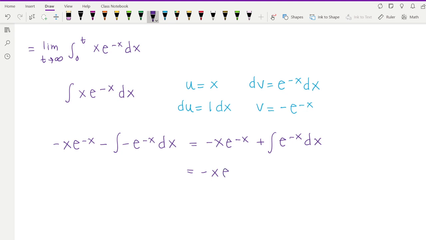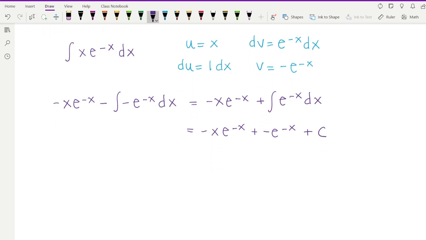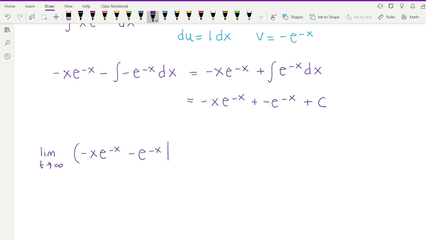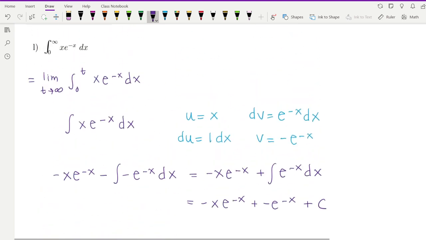So we have negative x e to the negative x, and then this will be plus negative e to the negative x. And then we have plus c, which we won't put in when we actually plug in our bounds, but for now, since we're doing an improper integral, I'll write plus c. Okay, so now let's go ahead and put that back into the context of this improper integral. So really what we're doing here is we're taking the limit as t approaches infinity. And now we have our antiderivative, so I'll write that down, negative x e to the negative x minus e to the negative x. And then we're evaluating that at t and at 0.